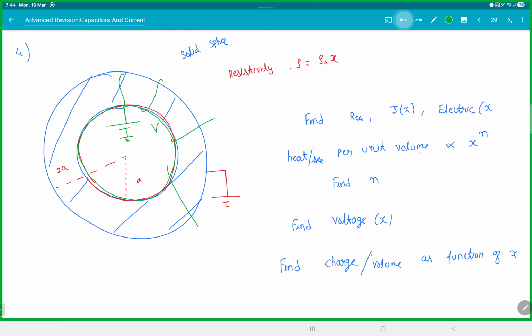J is the current density, current per unit area. E is the electric field. Heat per second per unit volume is proportional to x to the power n. Find the voltage as a function of x. Find the charge per unit volume as a function of x. So something happens and you start getting charges there. You need to figure out why you get charges. But let's start from the resistance R equivalent. That you can find. That is the easiest one. This would be a pretty good advanced paragraph question.